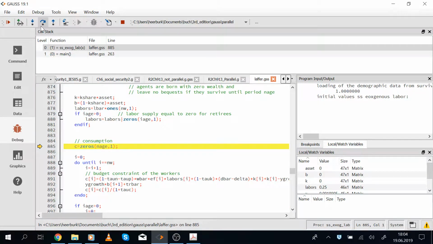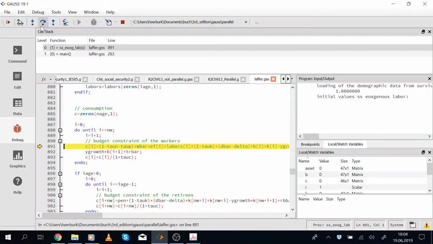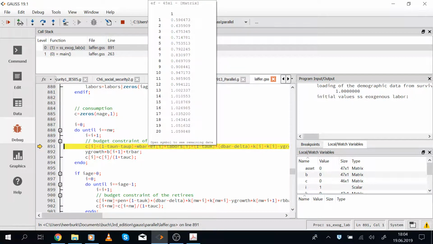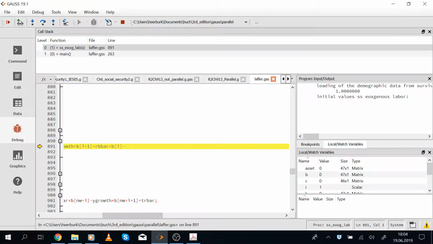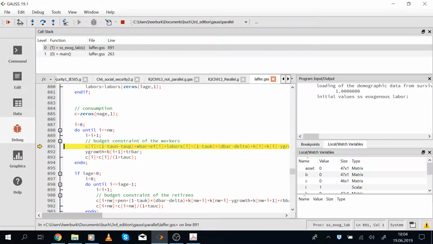Now we compute the consumption, and we use the budget constraint of the workers in line 89. So net income, 1 minus tau and tau p, times the wage times the efficiency. Efficiency, for example, of the 20-year-old is 0.59, times the labor supply. That's our net labor income. Then we add the capital income and the income from government bonds, and also government transfers.